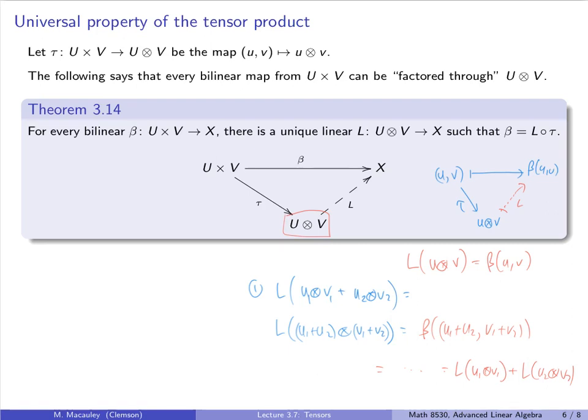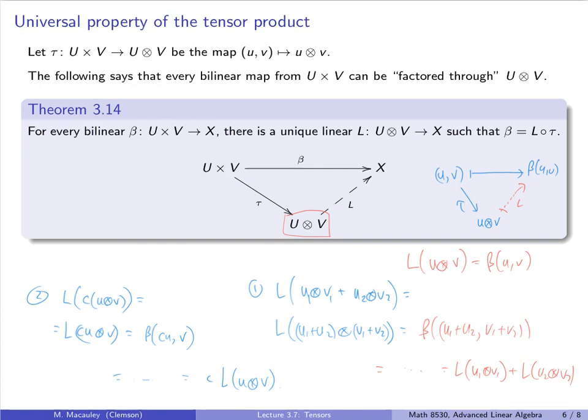And similarly, we also need to show that you can pull out constants. So L of c times u tensor v. We know we can write this as L of cu tensor v. And so by definition, L of this element, we pull it back up here, and we get beta of cu comma v. And eventually what we want to get is c times L of u tensor v. So I'll let you fill in those details as well. But that's really all you need to show.